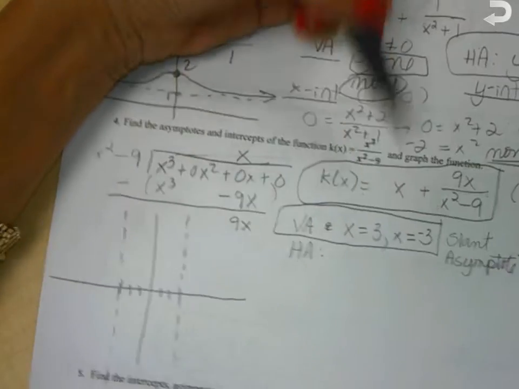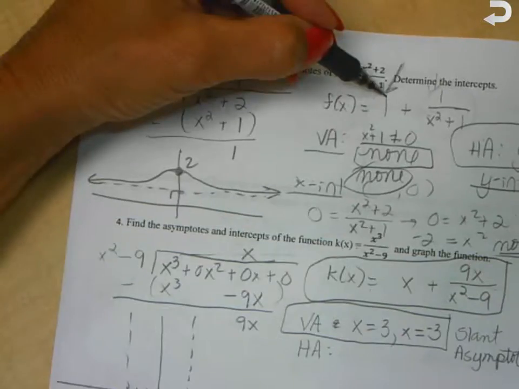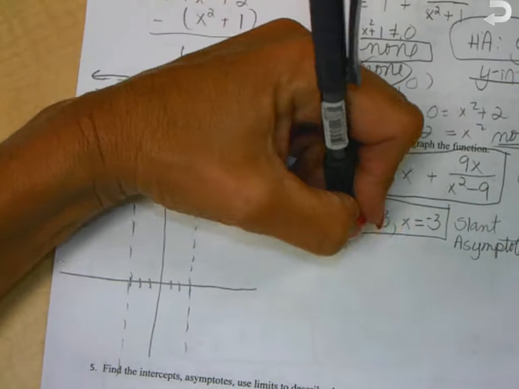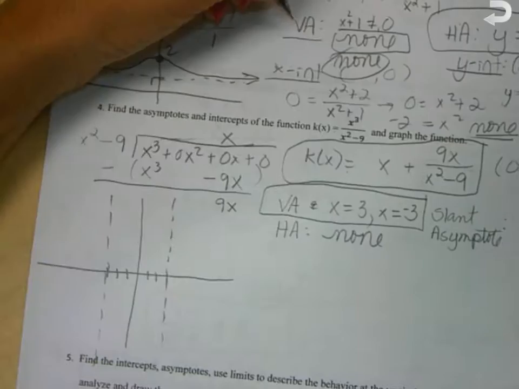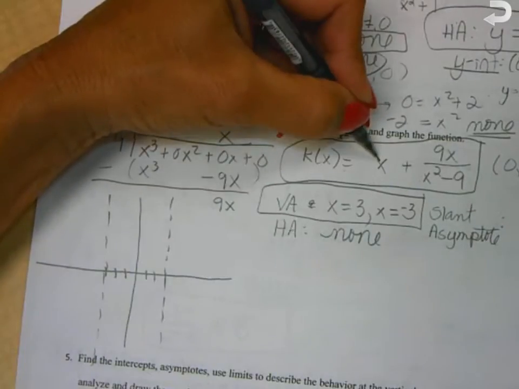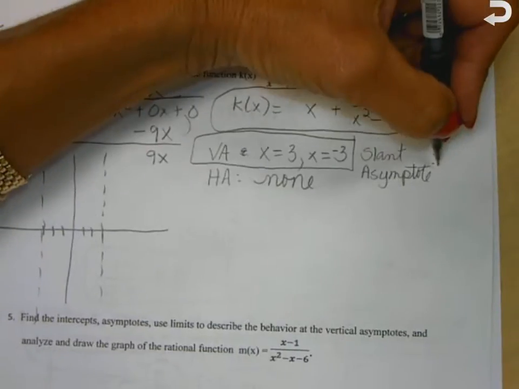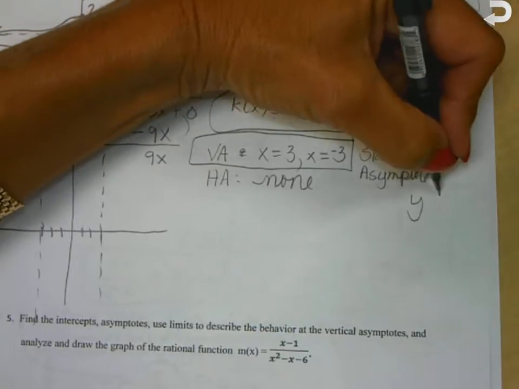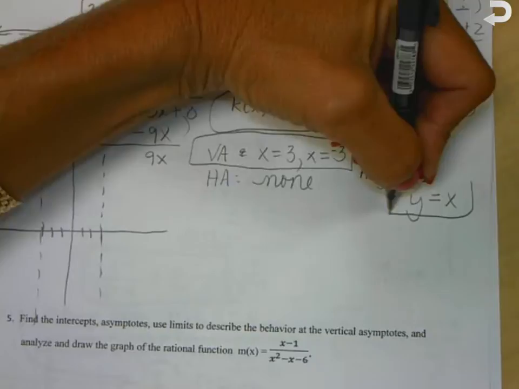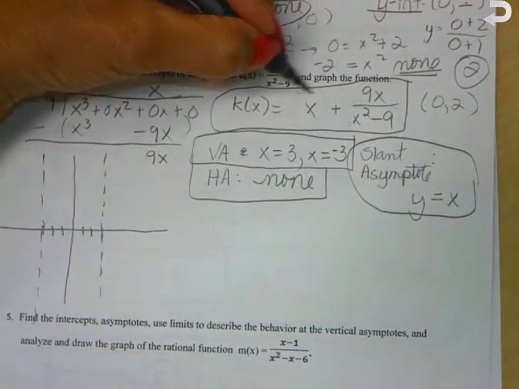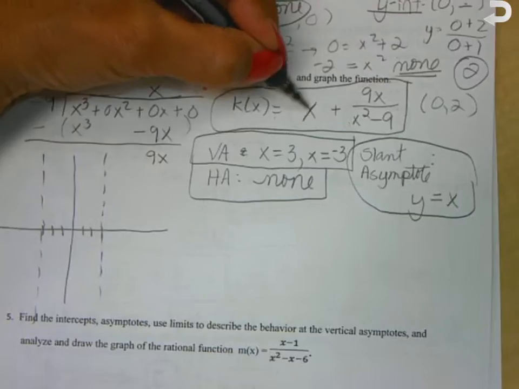So this fractional part will actually go to 0, but my function then is not going to keep getting closer to a specific single number as it did up here. It's going to keep getting closer to this variable expression. So here I actually have no horizontal asymptote, but my graph is going to keep getting closer and closer to the x-coordinate of my input. All asymptotes are going to be equations of lines, and I have a slant asymptote at y equals x.